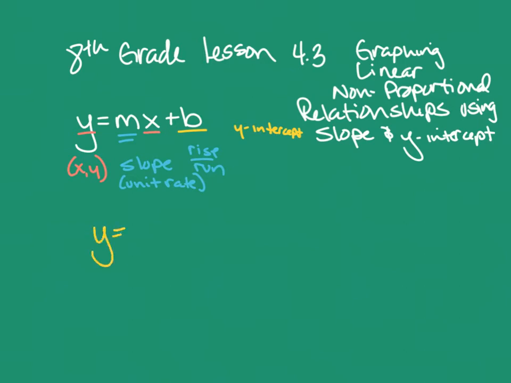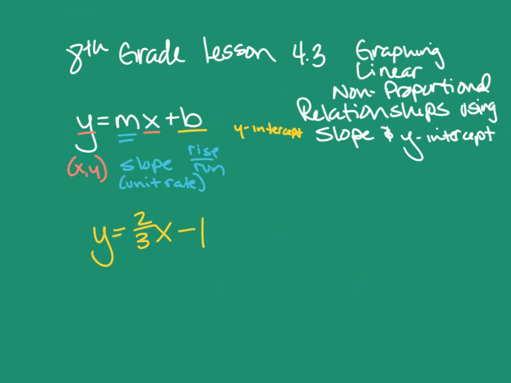So they give us, on page 109, an equation of y equals 2/3 x minus 1. All right. So I have my xy coordinates. My slope m, my unit rate, is 2 over 3. That's a rise of 2 and a run of 3. And my y-intercept is -1.